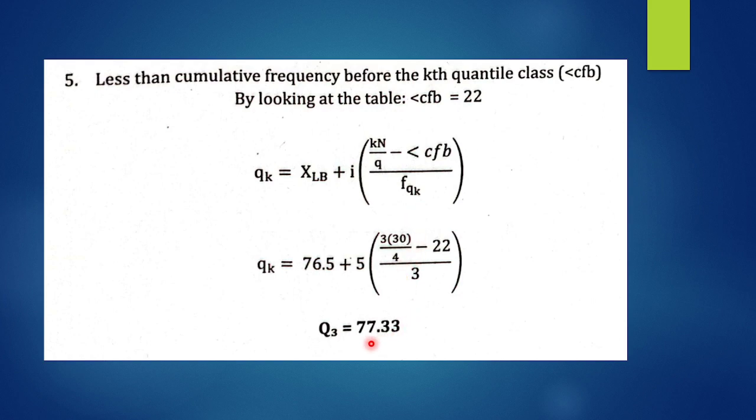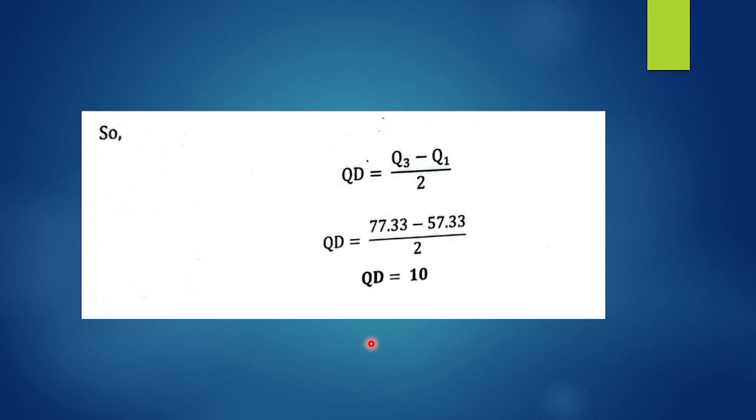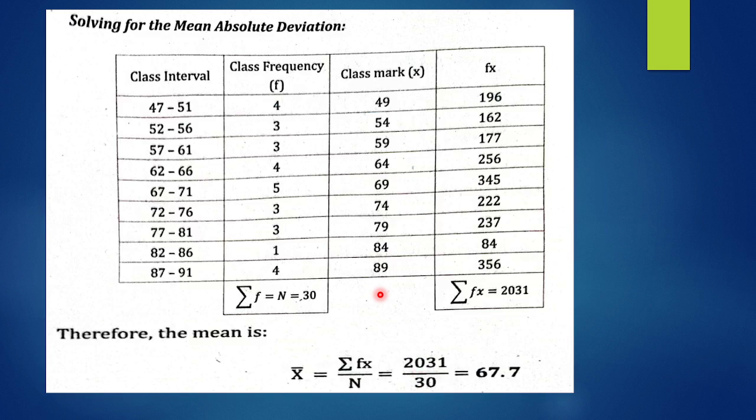The answer is 77.3. Okay, so we do have Q1, we do have Q3, then we can answer our quartile deviation. So QD is equal to Q3 minus Q1 all over 2. So this is 77.33 minus 57.33. QD is, the answer is 10.